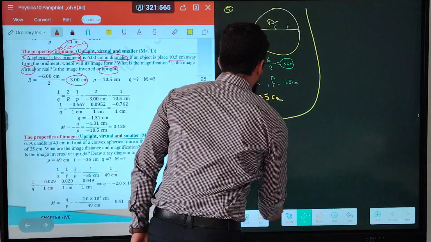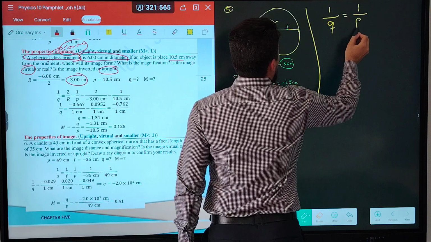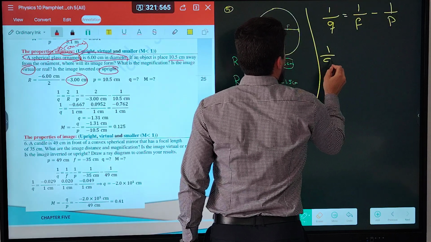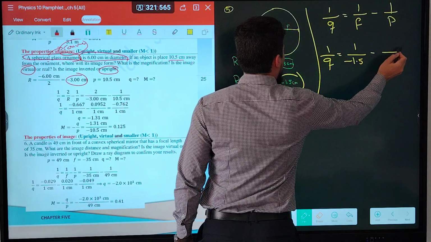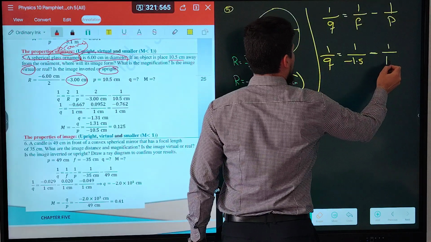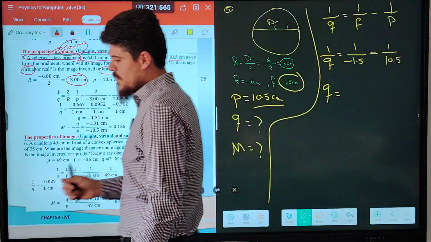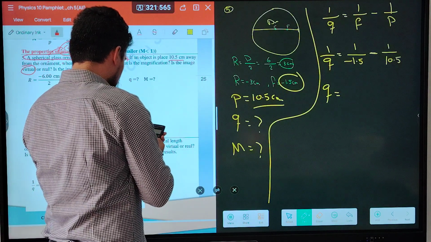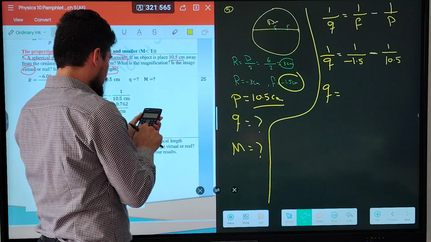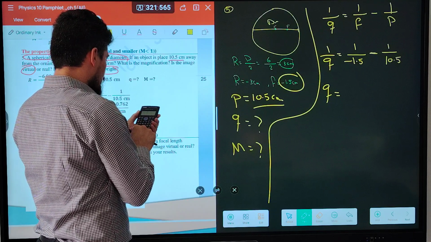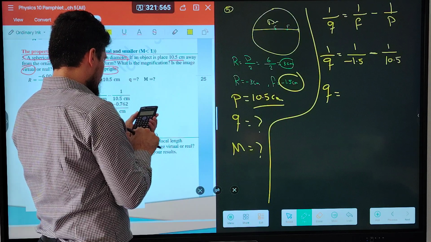Guys, be careful, okay? So how can we determine Q? 1 over Q is equal to 1 over F minus 1 over P. Do we have F? We didn't have it, but we found negative 1.5, minus P, which was given as 10.5. Q is equal to 1 divided by negative 1.5 minus 1 divided by 10.5, which is equal to this number, 1 divided by answer.